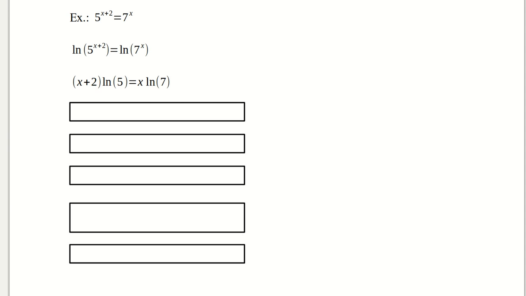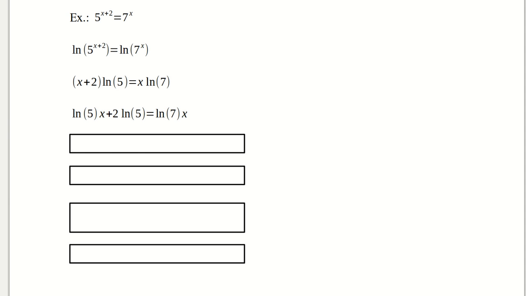So on the left side, you're going to see distribution. On the right side, I might write the coefficient in front of the variable instead of after it. So not a big deal, but take a look at the right side. On the right side before, we had x times the natural log of 7. But I want to think of that natural log of 7 as a coefficient. I want to think of it like 3x. So I put it out front, and that focuses my mind on the natural log of 7 just being some number of x's. Now on the left side, we distributed. So the natural log of 5 got multiplied by x, and the natural log of 5 got multiplied by 2.